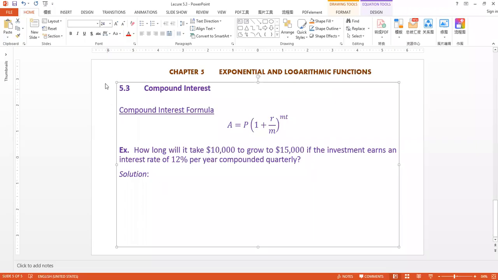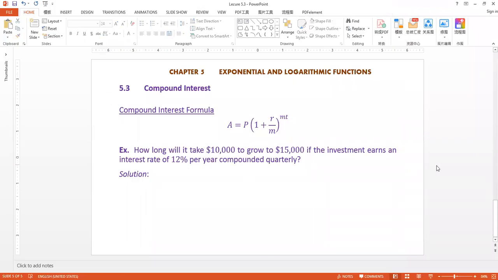Hello, let's just work through the second example in section 5.3 we just discussed. This is a question of compound interest. It says, how long will it take for $10,000 to grow up to $15,000 if the investment earns an interest rate of 12% per year, compounded quarterly?